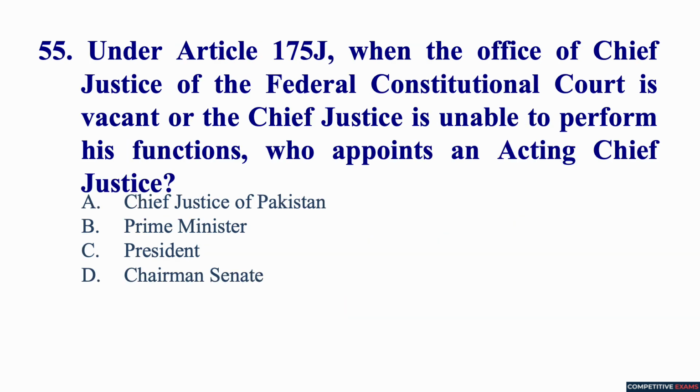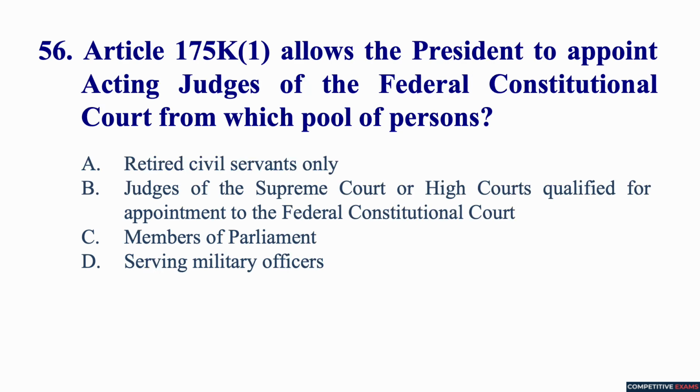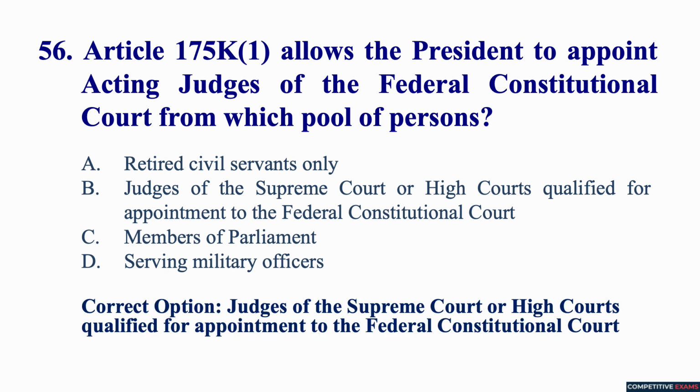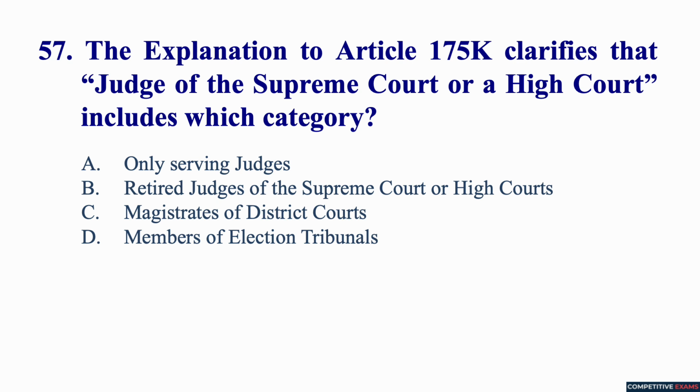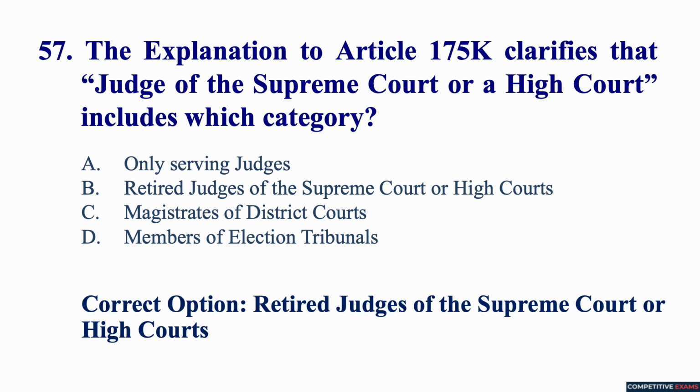Under Article 175J, when the office of the Chief Justice of the Federal Constitutional Court is vacant or the Chief Justice is unable to perform his functions, who appoints an acting Chief Justice? President. Article 175K(1) allows the President to appoint acting judges of the Federal Constitutional Court from which pool of persons? Judges of the Supreme Court and High Courts qualified for appointment to the Federal Constitutional Court. The explanation to Article 175K clarifies that judge of a Supreme Court or High Court includes which category? Retired judges of the Supreme Court or High Courts.